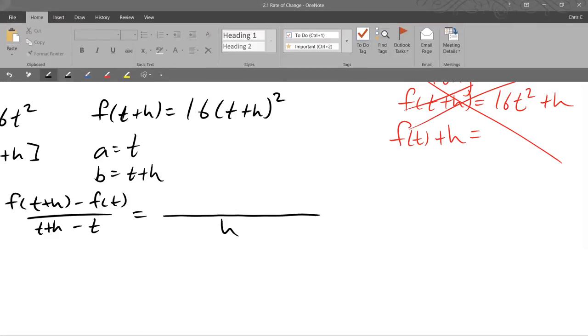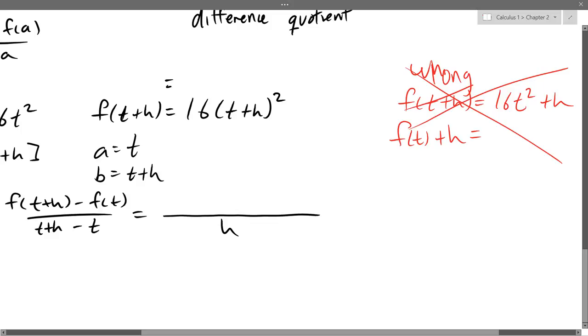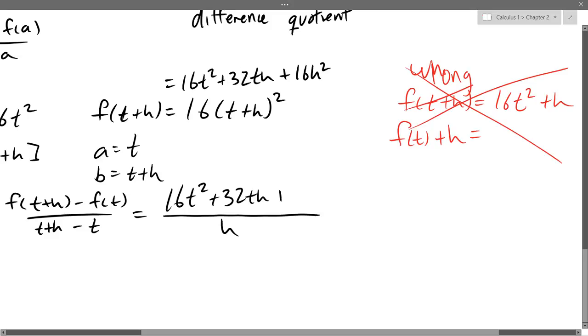All right, FOIL this out. So 16 times t plus h squared is 16t squared plus 32th plus 16h squared. All right, so that should be FOILed out. So all that I wrote is just f of t plus h minus f of t. So it's that whole thing minus f of t.